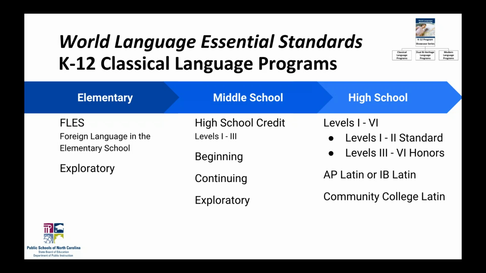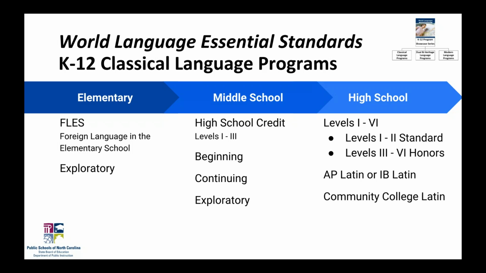Since 2007, North Carolina also offers the opportunity for middle school students to earn high school credit. And so levels 1, 2, and 3 of classical languages, either Latin or ancient Greek or others, can be taken for high school credit. And these appear on a student's transcripts as they enter the high school and continue their language study. At the high school level, for classical languages, we have levels 1 through 6.